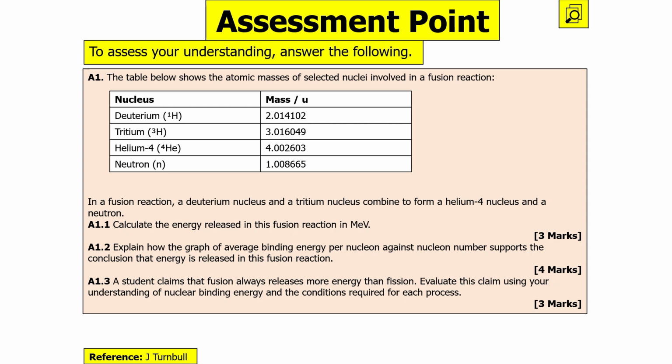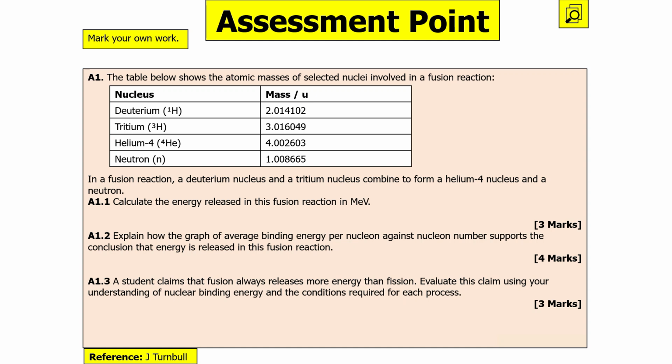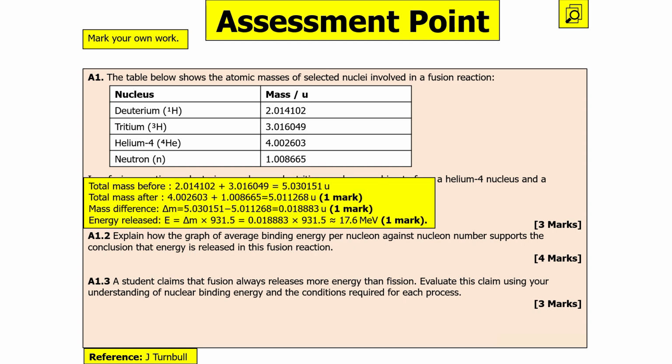So pause the video now and then unpause the video when you want to go through your answer. Right, in our first one, we work out the total mass before. So we add up the values of the deuterium and tritium and we get 5.030151 u. We find the total mass after by adding the helium and the neutron to get 5.011268 u. We find our mass difference by subtracting one from the other, so 0.018883 u. We then multiply by 931.5 to get into MeV, which is 17.6 MeV.